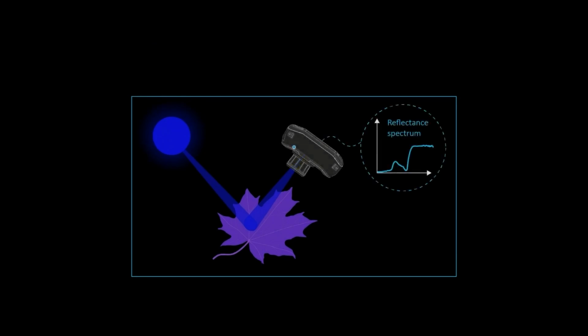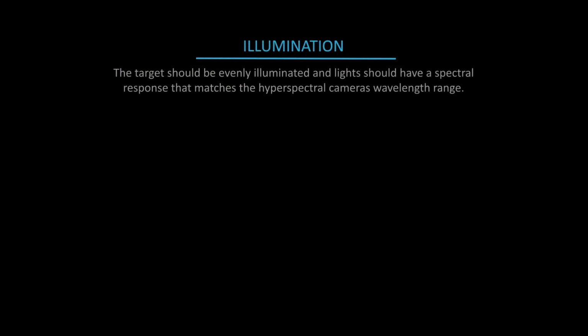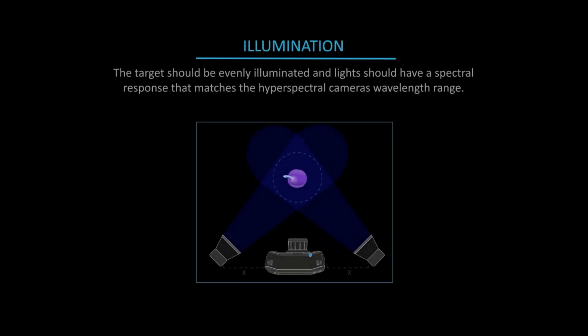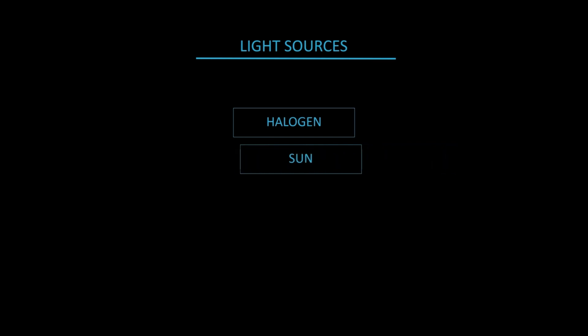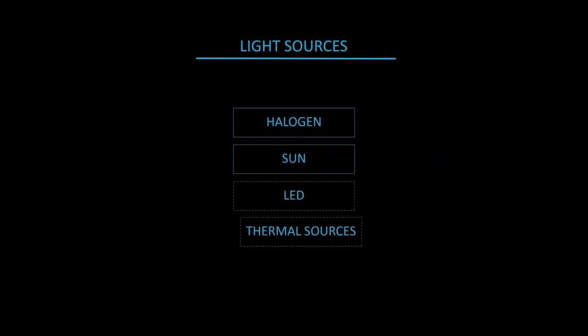Since hyperspectral cameras measure the light reflected from the target, it is important to use the proper type of illumination. The target should be evenly illuminated and light should have a spectral response that matches the hyperspectral camera's wavelength range. The most typical light sources are halogen lights and sunlight. In some cases, LED lights and thermal sources can be used.